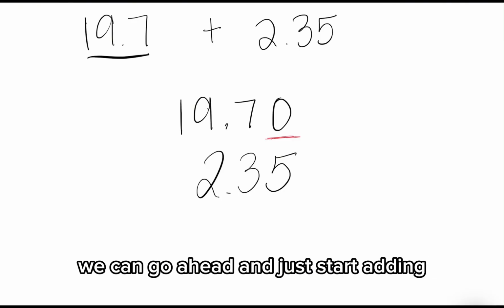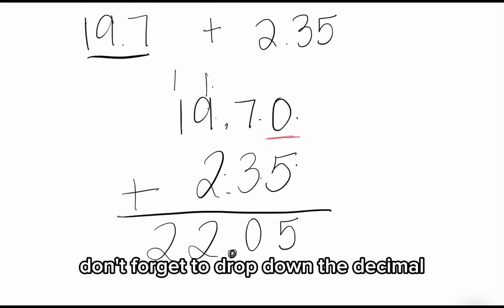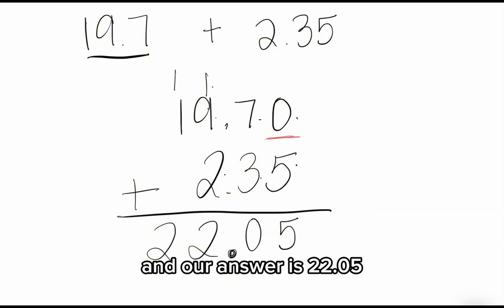We can go ahead and just start adding. Don't forget to drop down the decimal. And our answer is 22 5/100.